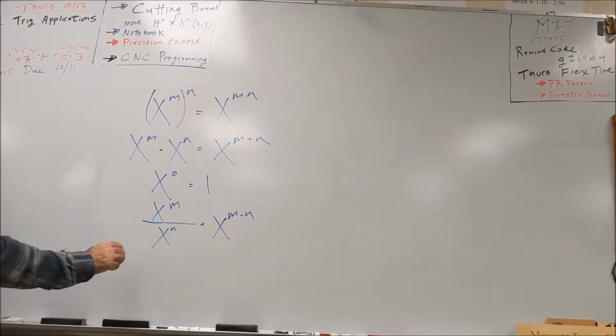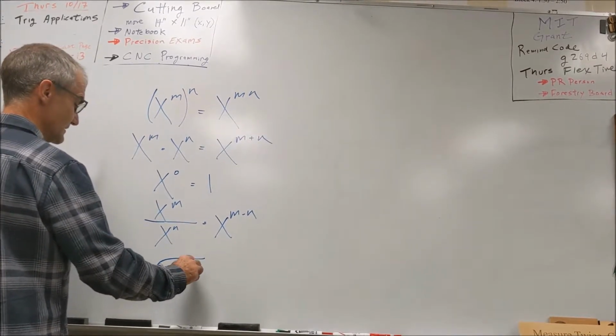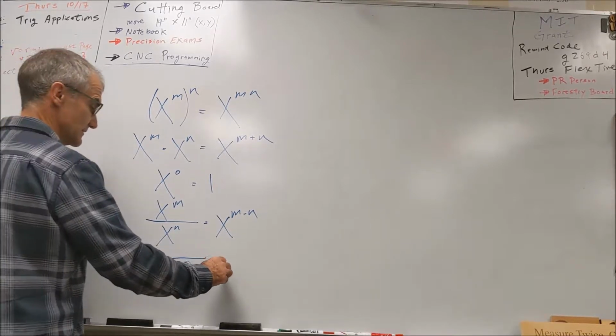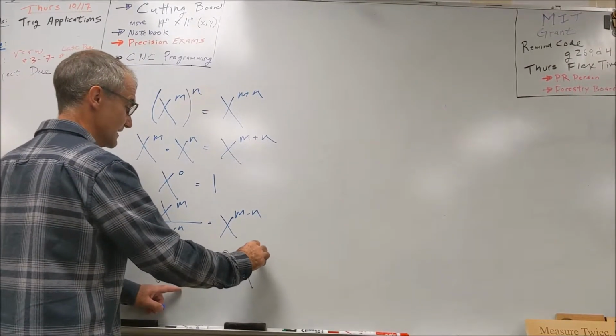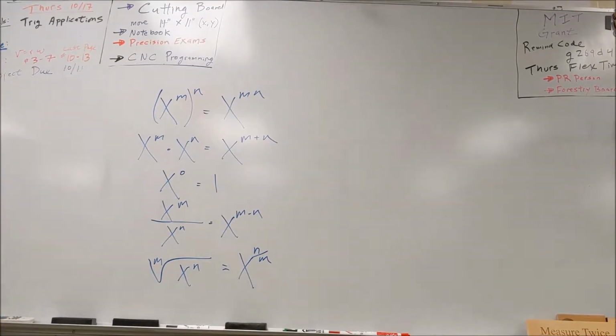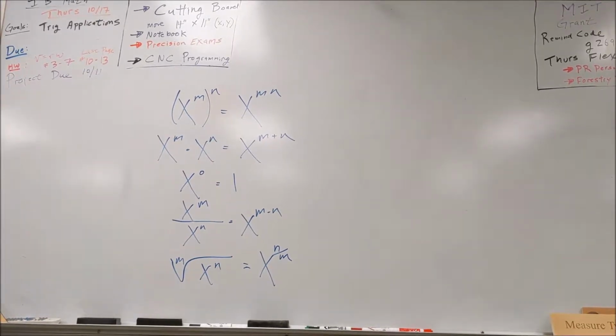And then the radical: x to the n, under the mth root. This is always my numerator right here. This is x to the n divided by m. You do have to know those exponents. They really come in a lot. So those are rules of exponents.